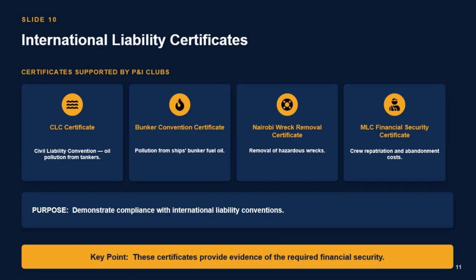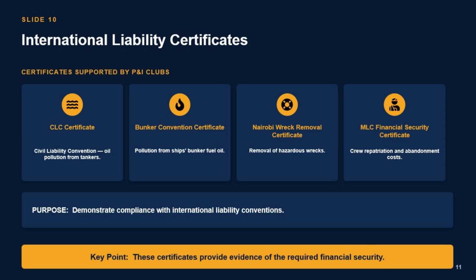Slide 11. International Liability Certificates. After receiving the blue card, the flag state issues the relevant statutory certificate required under international conventions. These certificates demonstrate that the ship has the necessary financial security to meet its legal liabilities if an incident occurs.